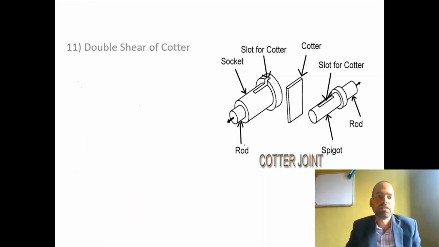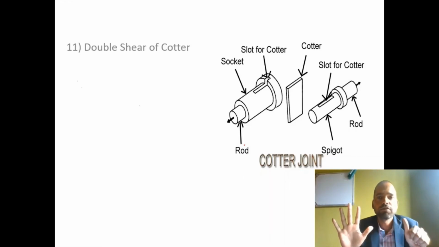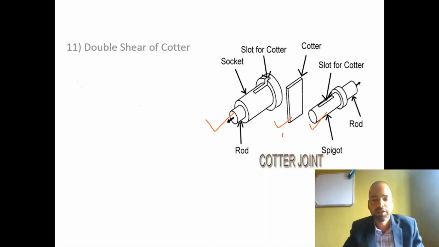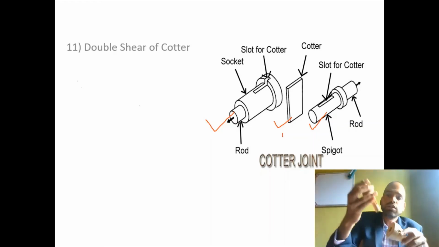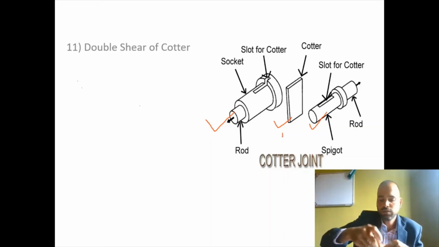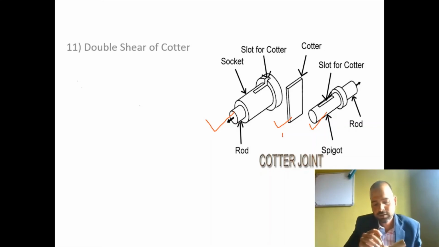Now we have considered up till now 10 failures, out of which 6 failures were for the spigot, 4 failures were for the socket, and now we are going to consider the failures for the Cotter. By which mode will this Cotter try to fail? To understand that, consider the assembly diagram for the Cotter joint. This spigot gets inserted into the socket, then we insert a Cotter into that particular socket joint, right?